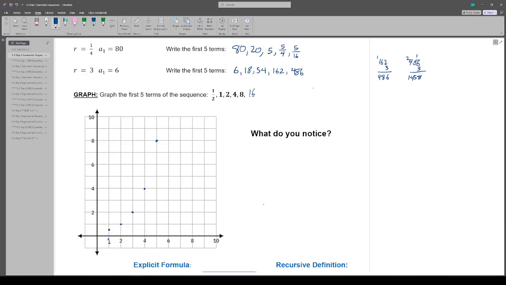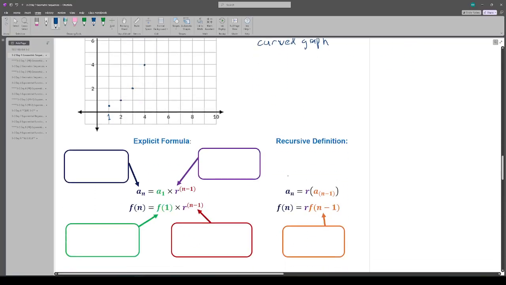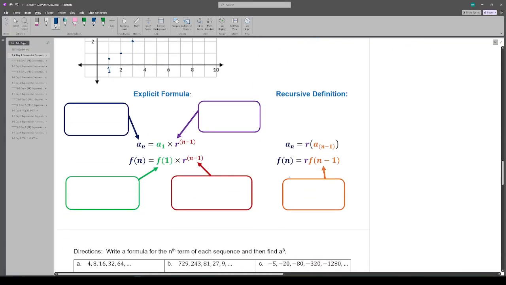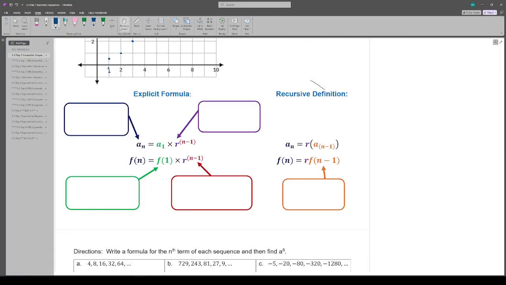So for now, what do you notice? We'll just say that it grows faster each step, and that the graph is a curve. So we'll say curved graph, which later we will call exponential, is the shape of it. But for now, we can just say it's a curve to differentiate it from linear, where it's a nice straight line. Okay, now, unfortunately, just like we did for arithmetic, there's 2 ways to write the sequence.